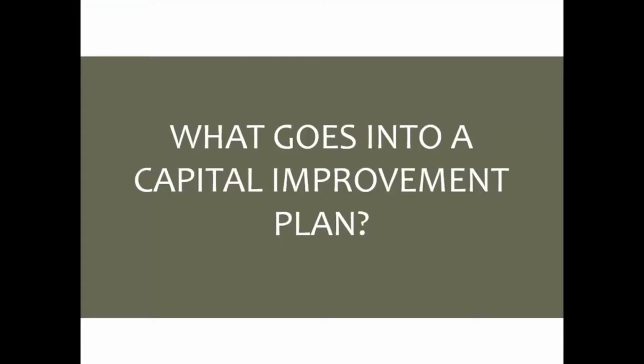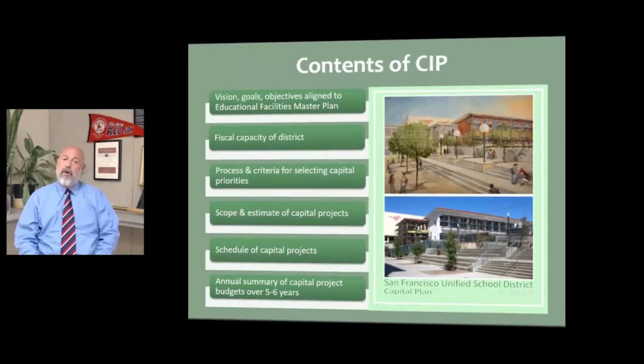What goes into a capital improvement plan document? First, the CIP should include a description of goals and objectives that align to the vision, goals, and objectives of the financed elements of the district's educational facilities master plan. Second, the CIP should report on the fiscal capacity of the district. Third, the CIP needs to describe the process for setting capital priorities. Fourth, the CIP includes a list of proposed capital improvement projects. And finally, the CIP includes a year-by-year schedule and total of anticipated spending.